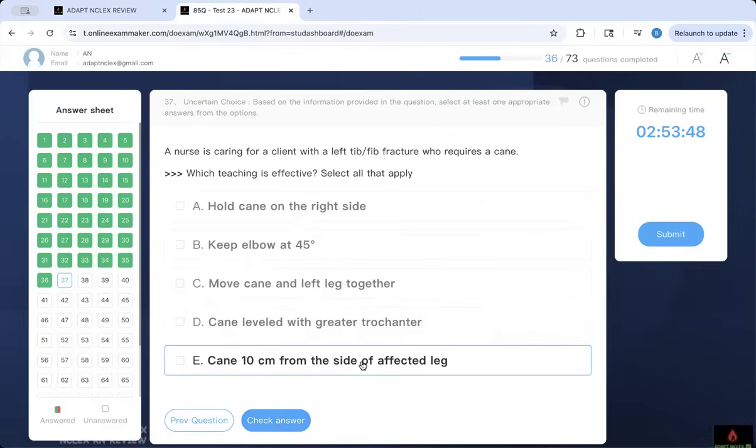And this is caring for a client with left tibia fracture who requires a cane. How do you use a cane? Which teaching is effective? Assistive device. Safety question. Select or apply. Hold the cane on the right side. Keep the elbow at 45 degrees. Move the cane and the left leg together. Cane level with the greater trochanter. Cane 10 centimeters from the side of the affected leg.